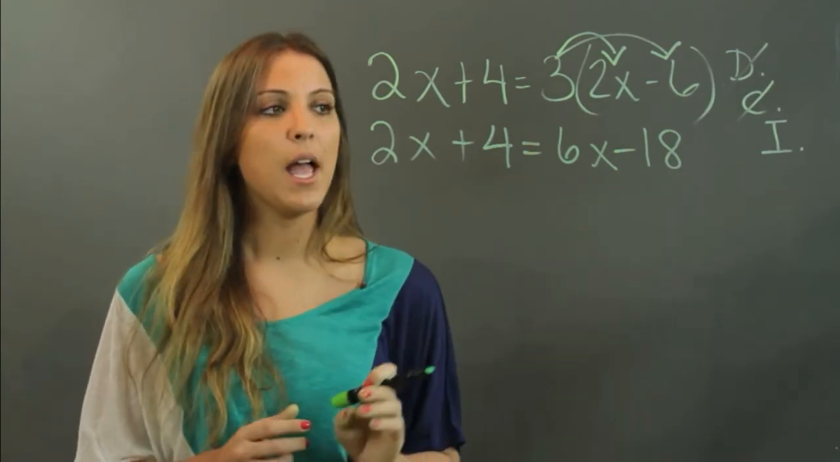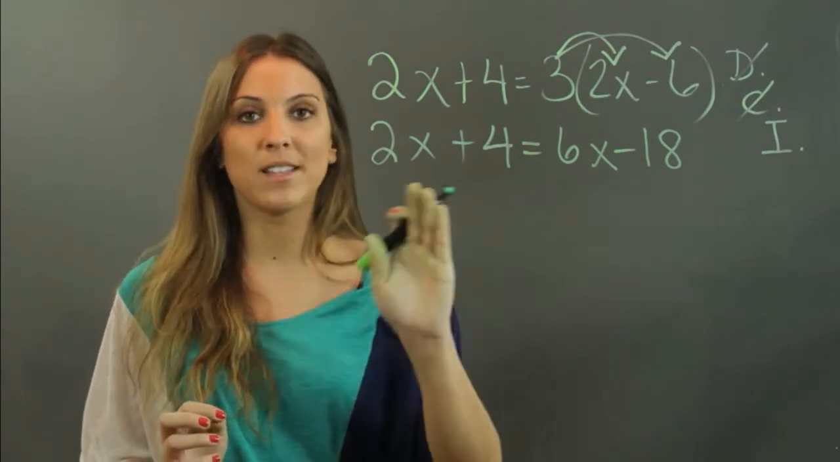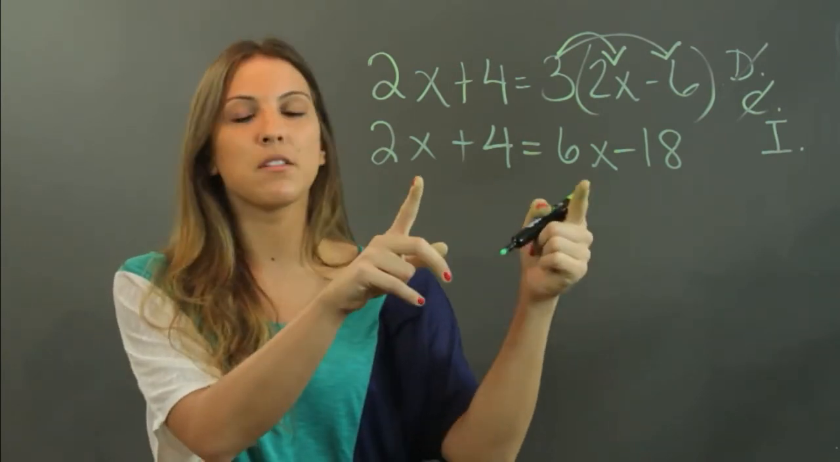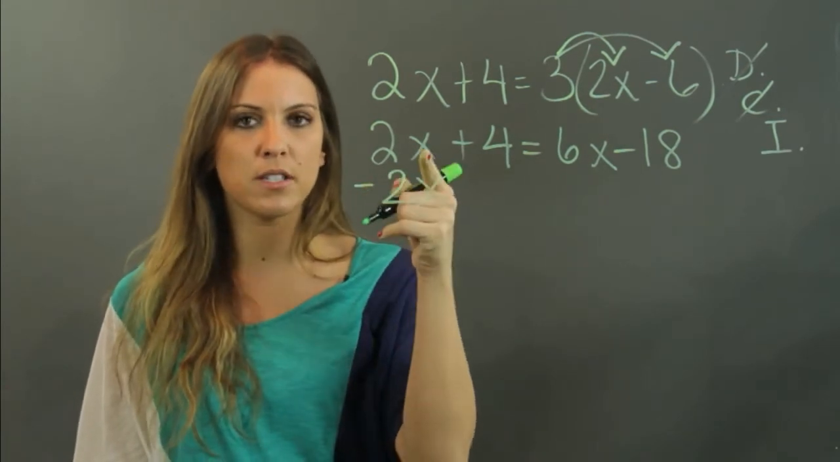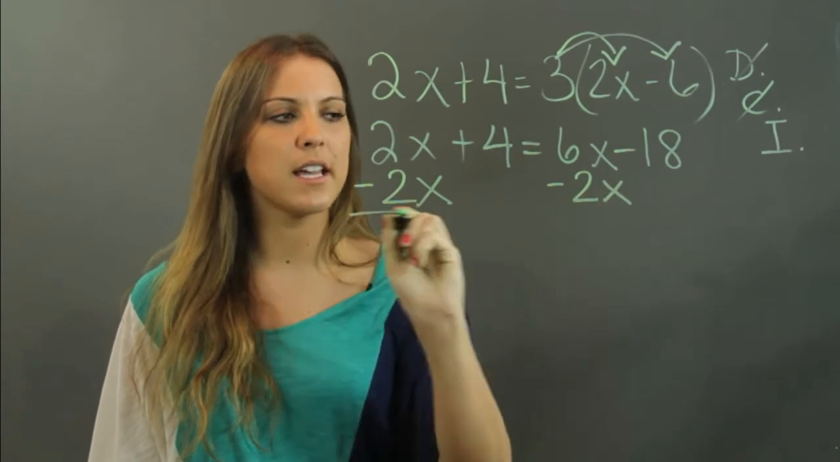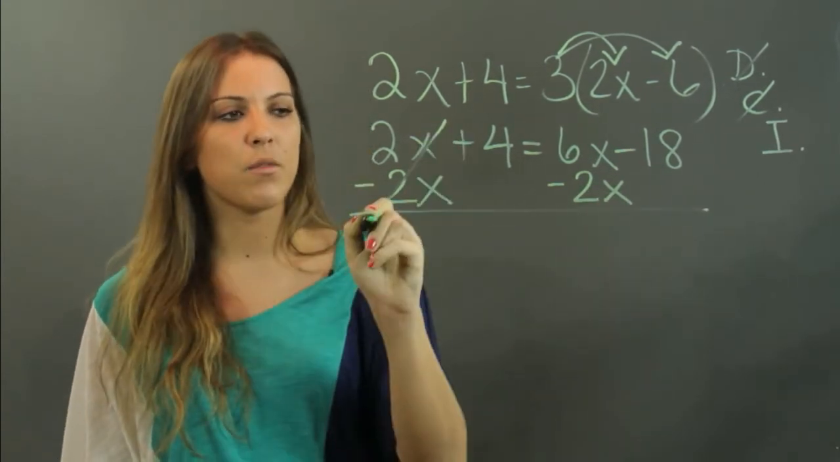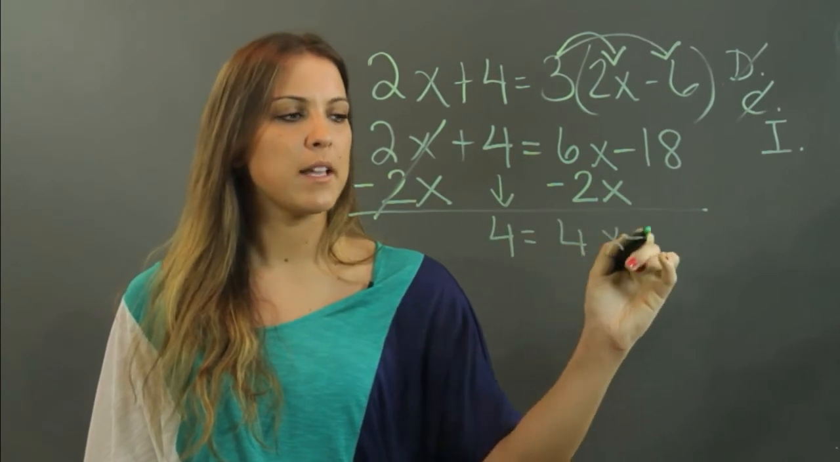Inverse operations. The first thing I want to do is use inverse operations to get the variable on one side, because in this specific problem, it's on two different sides. So what I'm going to do is subtract 2x, because the inverse of a positive 2x is minus 2x. And I'm going to subtract it on both sides to get us on one side of the equal sign. So that's done. Cancels out. I bring down 4 = 4x - 18.